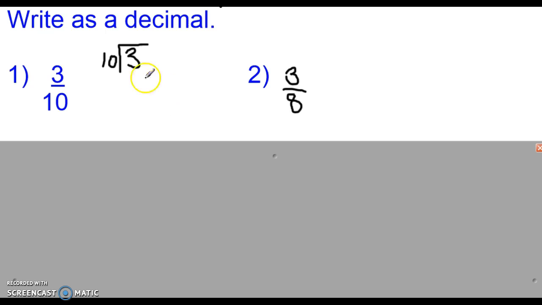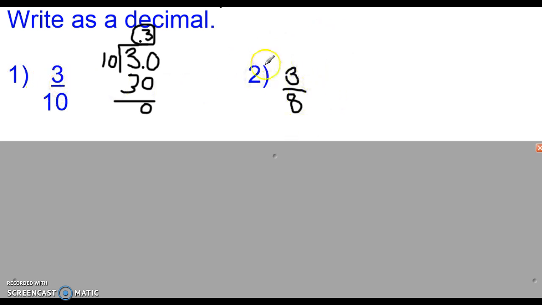Okay, so if you needed a hint, remember the first thing you need to do is in and out. So the 3 goes on the inside and the 10 goes on the outside. Can 10 go into 3? It cannot, so you need to add a decimal. Don't forget to add it on top as well. 10 goes into 30 3 times. 3 times 10 equals 30. And when you subtract, you get 0. So this can be read as 0.3, or 3 tenths, which is equal to 3/10.